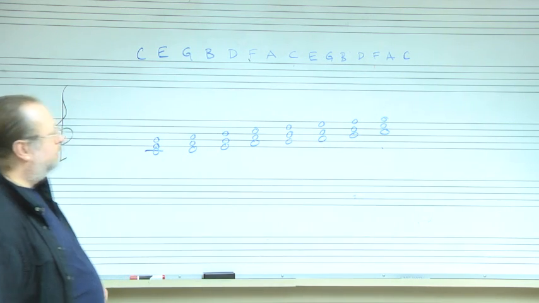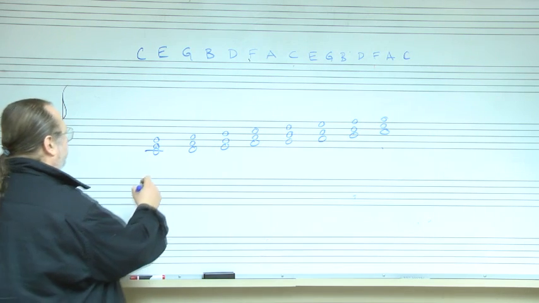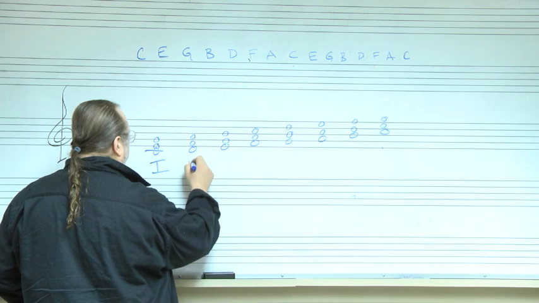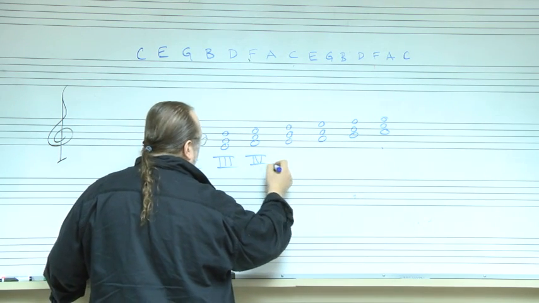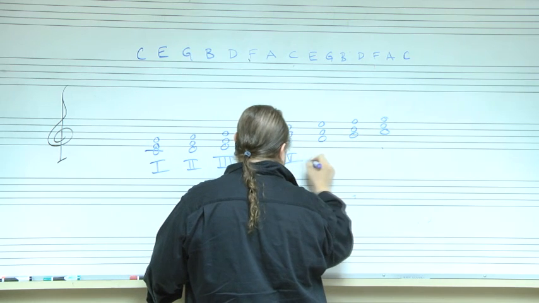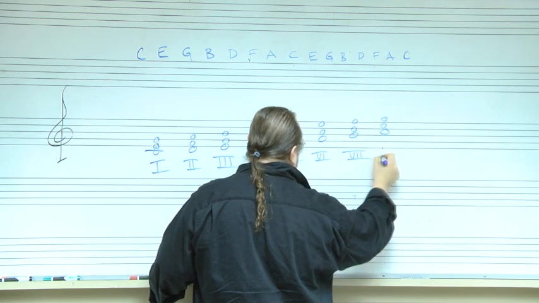Okay, so those are the chords built from the C major scale. So now we call those by Roman numerals. So we have 1 major, 2 minor, 3 minor, 4 major, 5, 6, 7, and then 1.